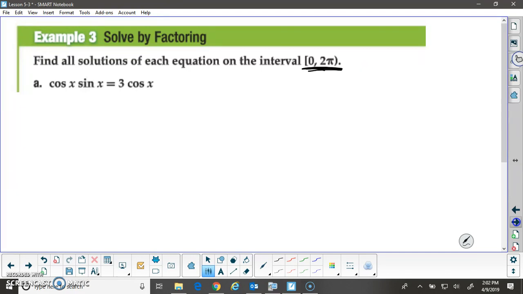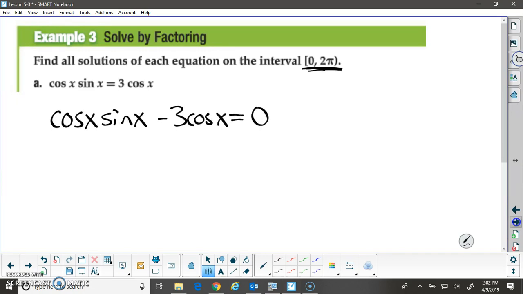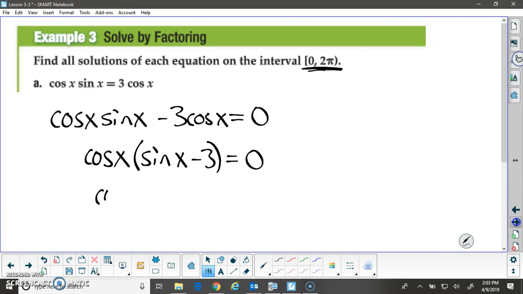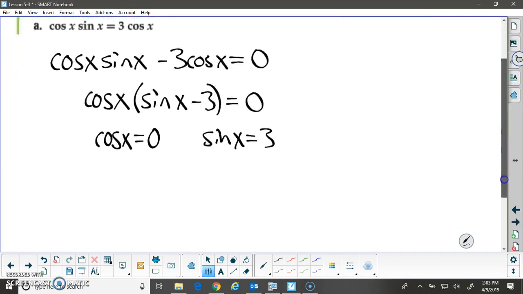So if you look at this problem, we got one term on the left, we got one term on the right. I'm going to get everything on to one side, so cosine of x times the sine of x minus 3 cosine of x would equal 0. Now I'm going to try to factor, and you can see that I can factor a cosine of x out, leaving me with sine of x minus 3. Now we set each factor equal to 0, and in doing that, we get cosine of x equals 0, we get sine of x equals 3.